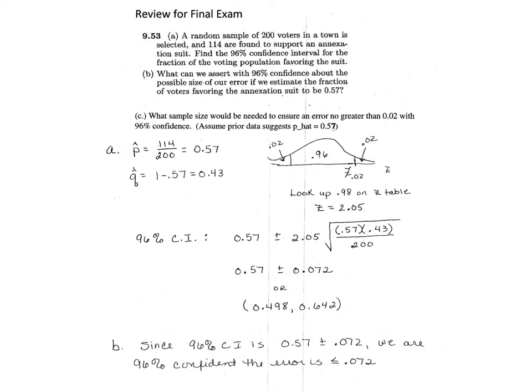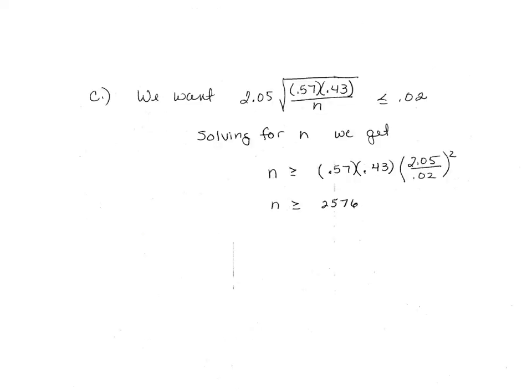Part C asks, what sample size would be needed to ensure an error no greater than 0.02 with 96% confidence? And here we're going to assume that we had prior data, and that prior data gave us a p hat of 0.57. If we were not given a prior p hat, we would go with the most conservative estimate and say that p hat equals 0.5. So to ensure that the error is no greater than 0.02 with 96% confidence, we are going to set our error term to be less than or equal to 0.02.